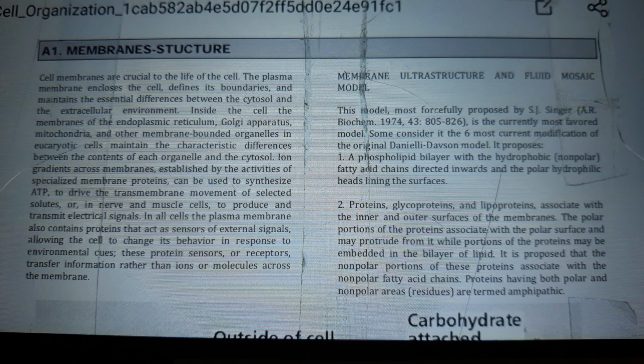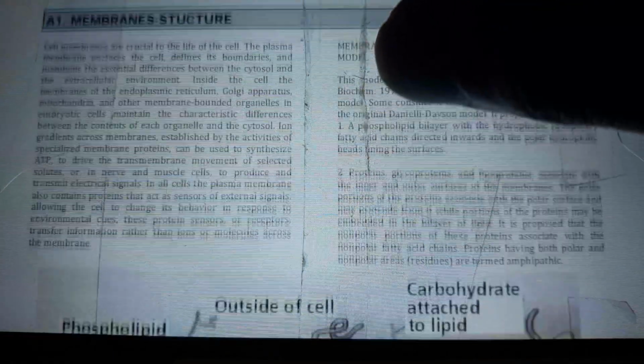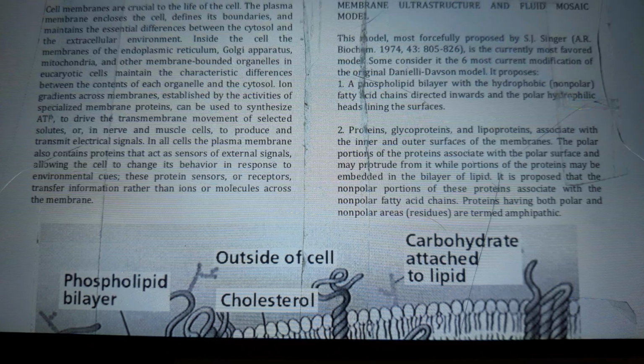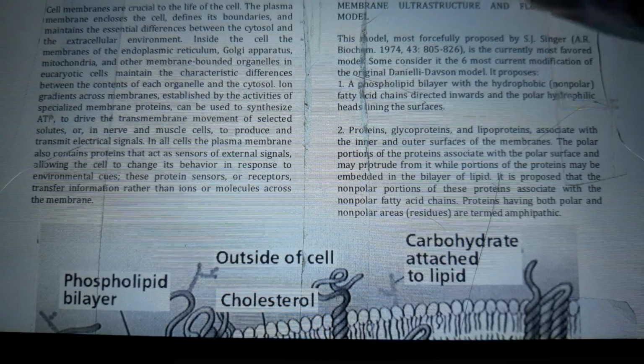Ion gradients across membranes, established by the activities of specialized membrane proteins, can be used to synthesize ATP, to drive the transmembrane movement of selected solutes, or, in nerve and muscle cells, to produce and transmit electric signals. In all cells, the plasma membrane also contains proteins that act as sensors of external signals, allowing the cell to change its behavior in response to environmental cues. These protein sensors, or receptors, transfer information rather than ions or molecules across the membrane.